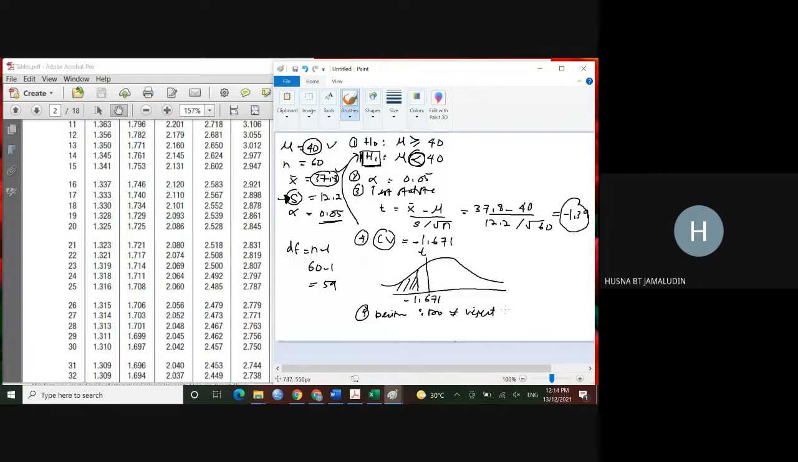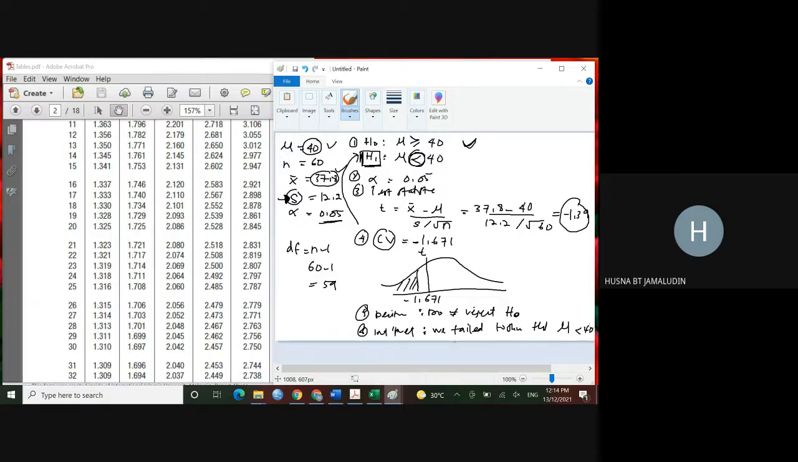Do not reject what? H1 or H0? H0. So now is the interpretation part. How should you interpret? You cannot reject H0. So there is not enough evidence to prove that the mu is actually less than 40. Okay, that's it. Easy peasy.